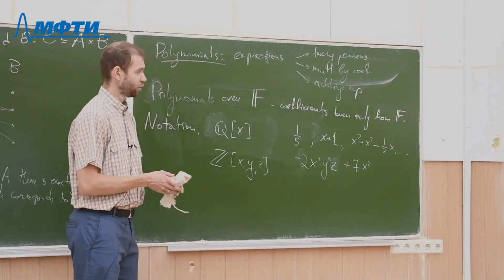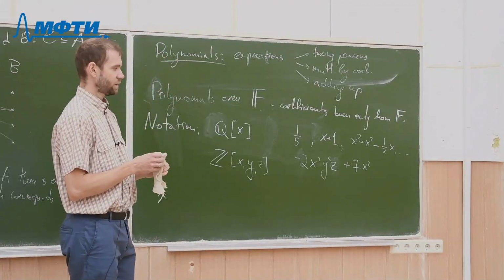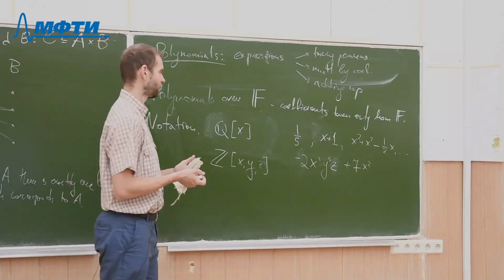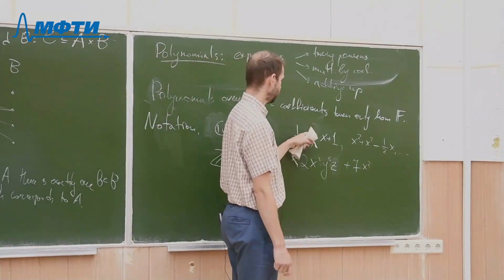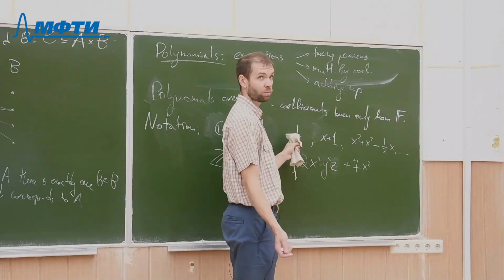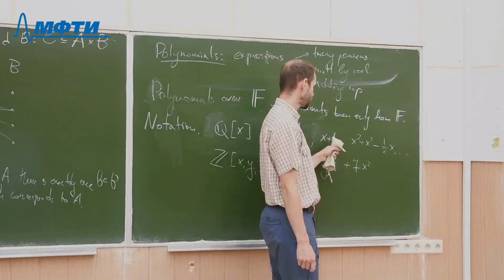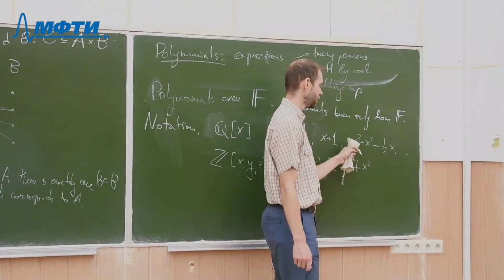The degree of the polynomial is the highest degree of monomials, as you recall, right? So the degree of this polynomial is 0 because we do not have x even to the power of 1 here. The degree of this polynomial is 1. The degree of this polynomial is 3.